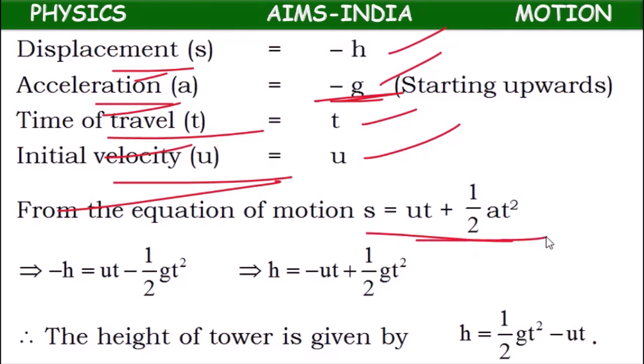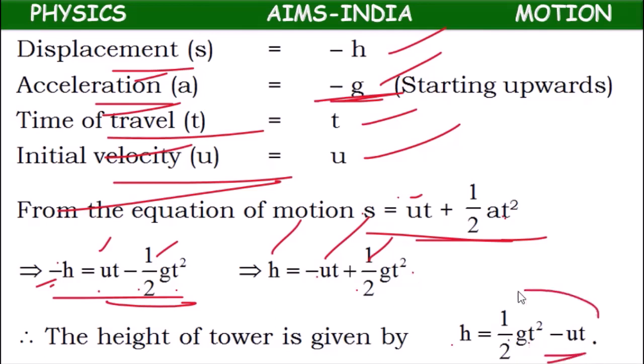From this equation, in the place of a we will keep minus g, in the place of t we will keep t, in the place of s we will keep minus h. If we multiply on both sides with minus, minus h will become plus h, ut will become minus ut, and minus half gt square will become plus half gt square. So we can write h equals half gt square minus ut. So this is the value of small h.